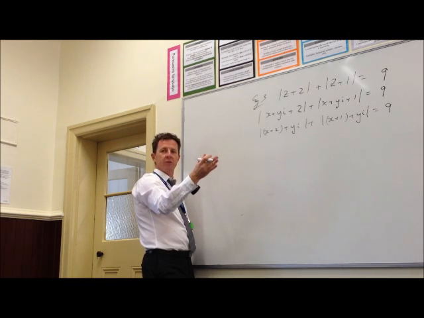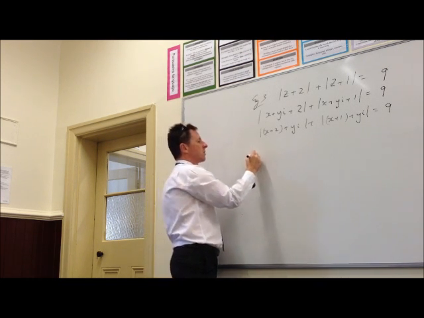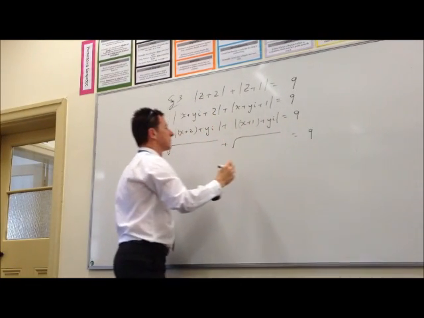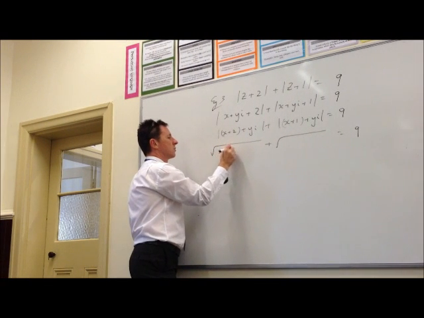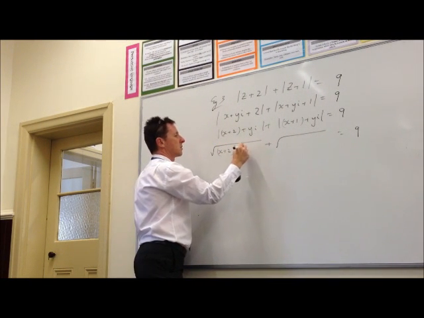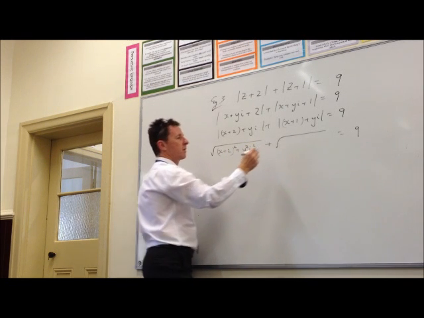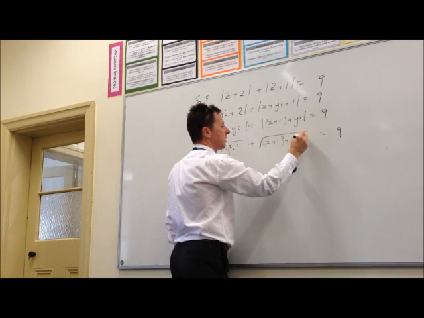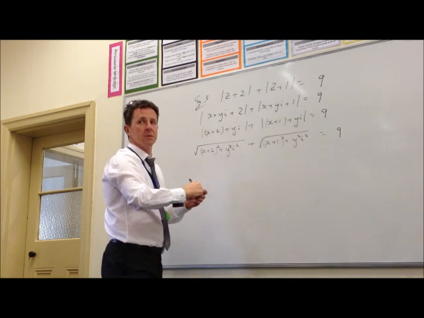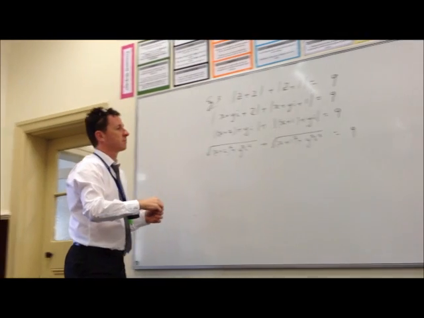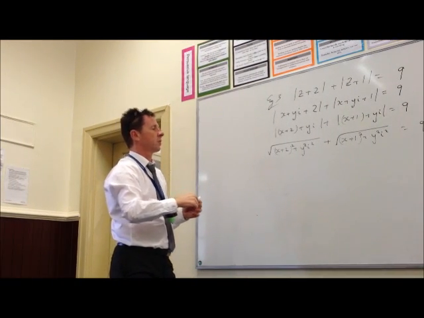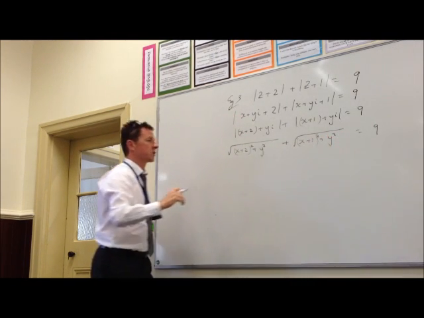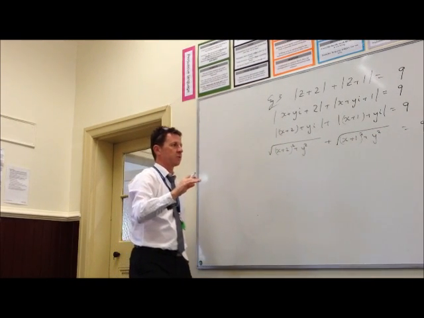Next step, get rid of magnitude signs. To get rid of magnitude signs, we put square roots in. Square root of x plus 2 squared plus y squared, plus square root of x plus 1 squared plus y squared. I don't need the I squared. What am I doing? Sorry. Okay. See? Fall into habit. Don't need the I squared, it's just magnitudes.